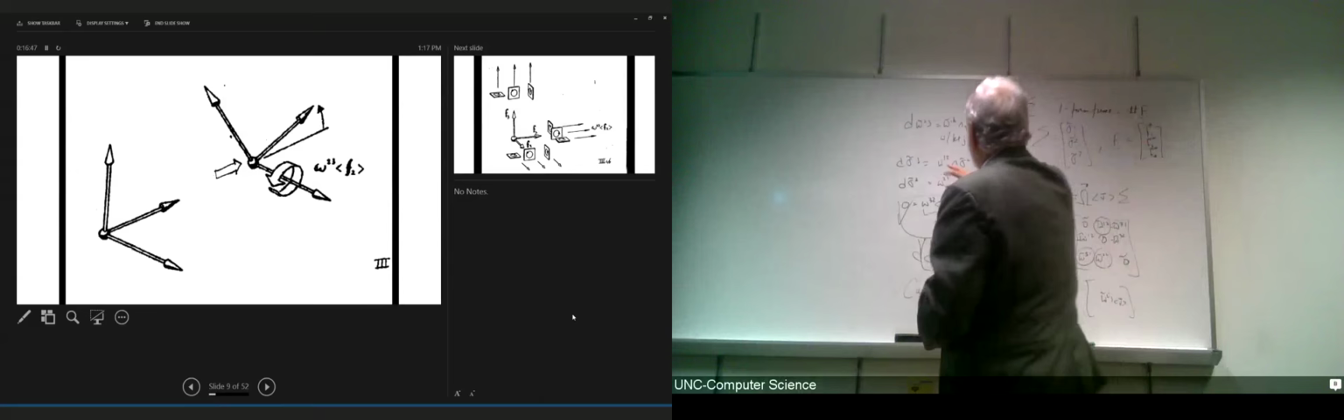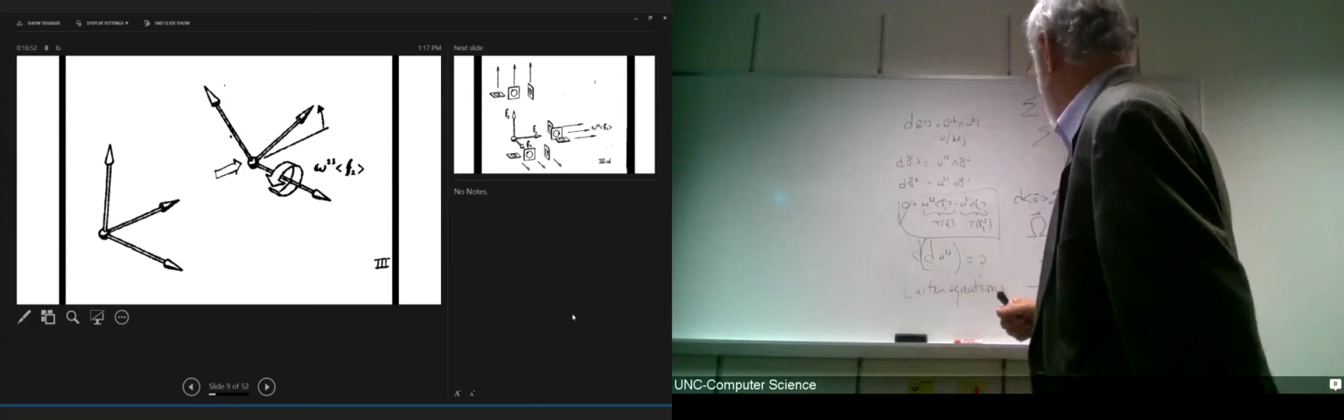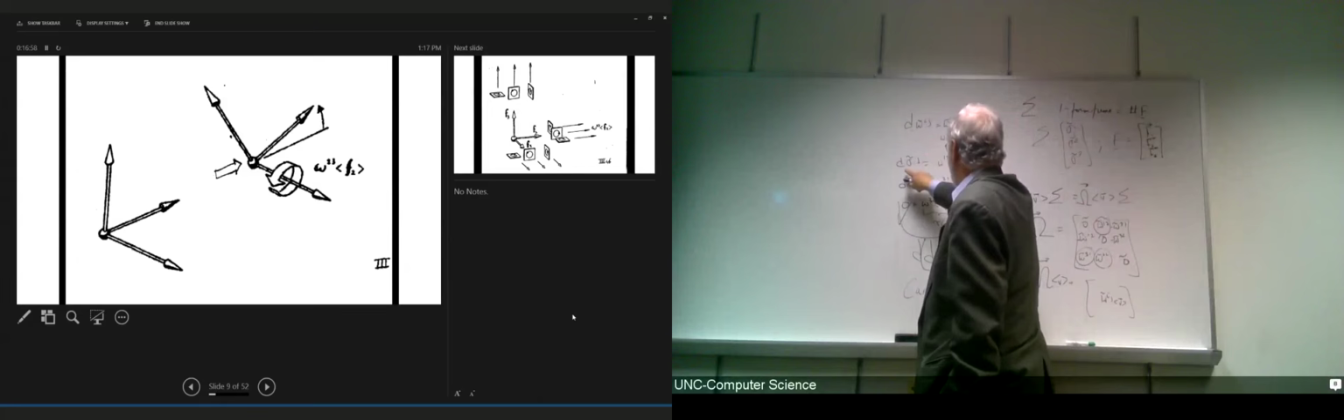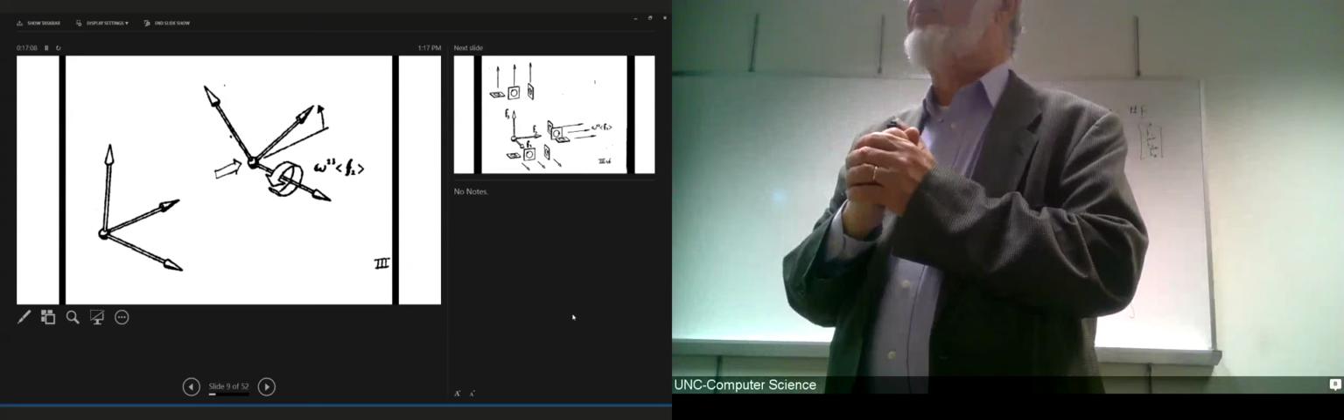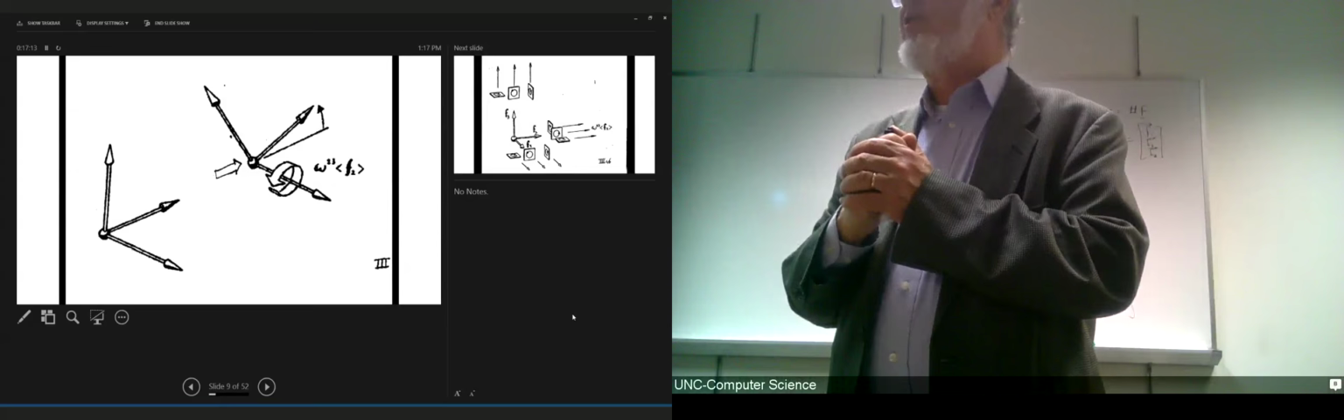The three equations that you end up with as a result of all this study end up being that d sigma 1 equals omega 1 2 wedge sigma 2. What's wedge? Well, wedge product is the well-stated version of what you always called cross product.